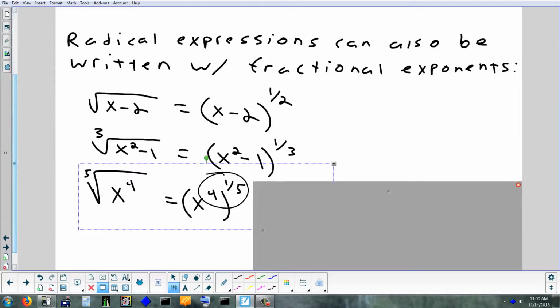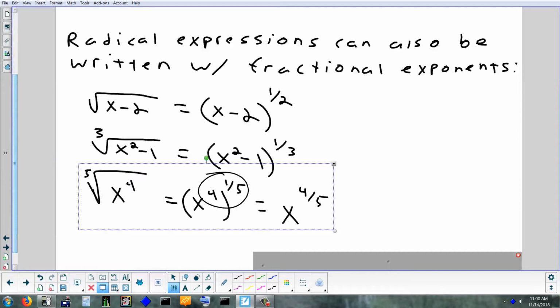Yes, you can multiply them together. So by writing the 5th root as a fractional exponent, it allows you to put them together. So x to the 4/5 power. So any questions on that, especially that last one, where I did the power to a power and multiplied them together?